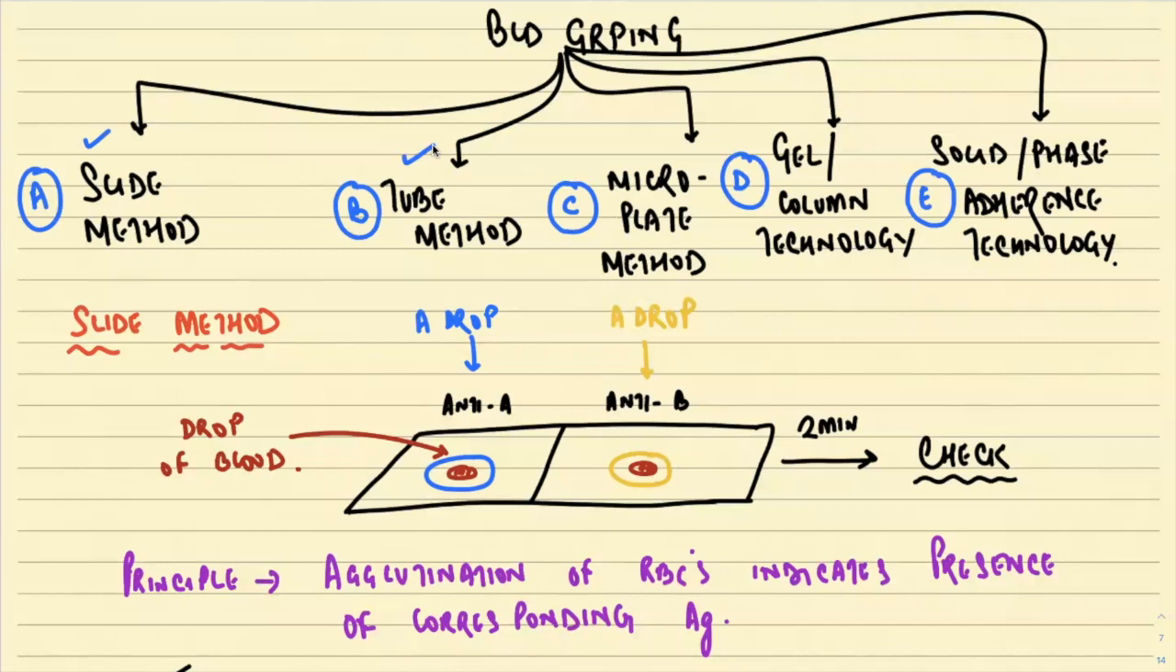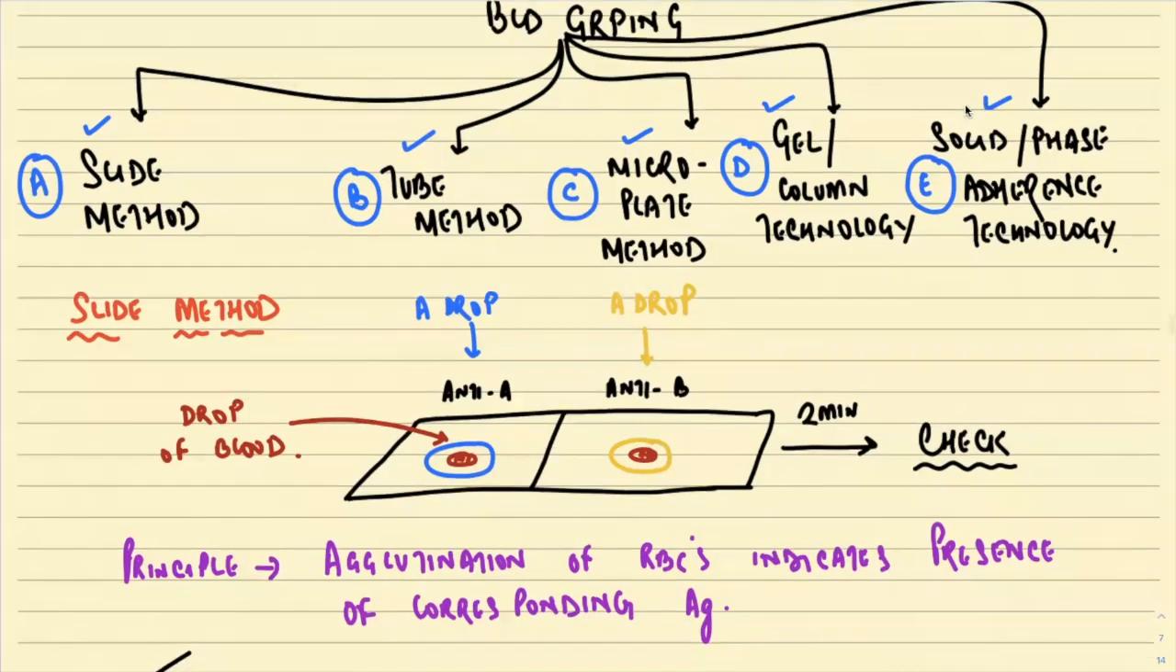Even in the lab that I'm working in, they are doing this because we are working in a resource poor lab, in a resource poor area. So because of that, we have to work this way. But in all the tertiary hospitals, they are carrying out the gel or column technology and microplate method. These are very much advanced, even solid phase adherence technology. Okay, let me just show you the slide method.